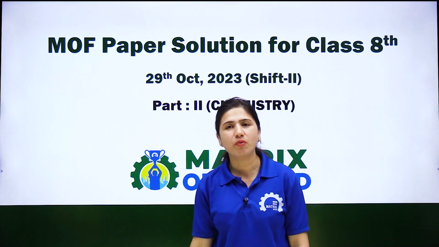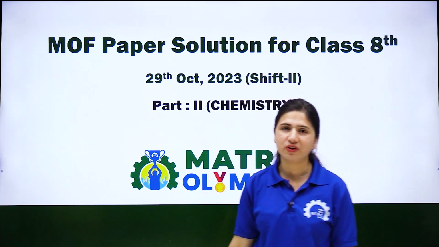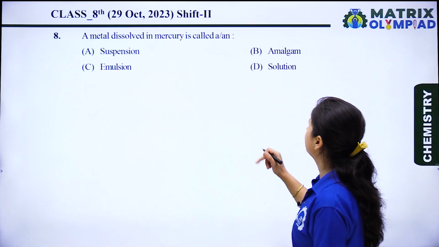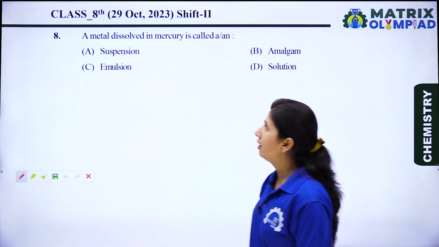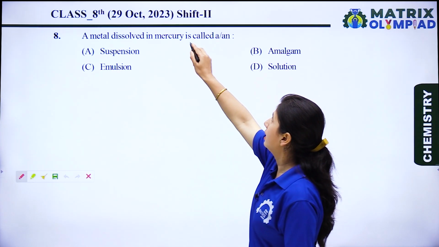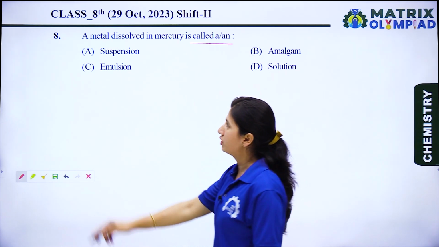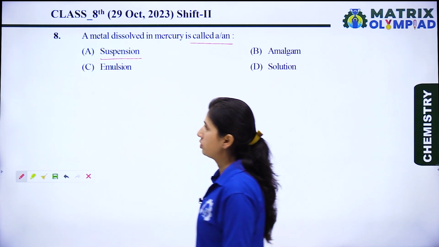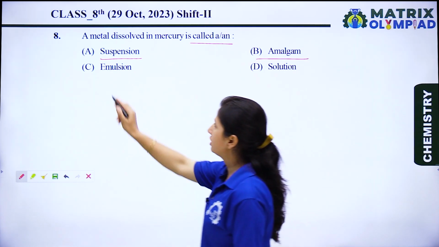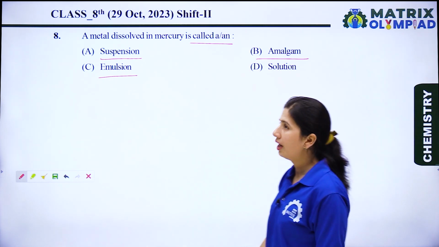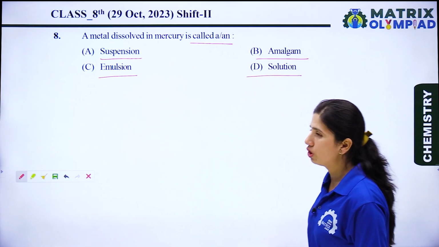Hello everyone. Now we will discuss the chemistry portion of class 8th. Let's see the question. The question is, a metal dissolved in mercury is called: option A is suspension, option B is amalgam, option C is emulsion, and option D is solution.